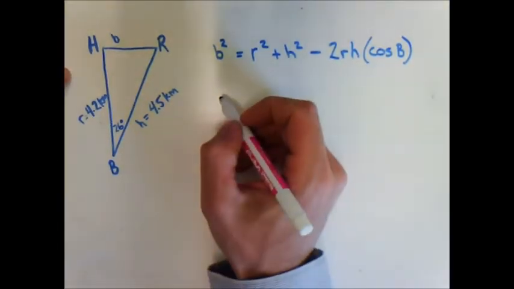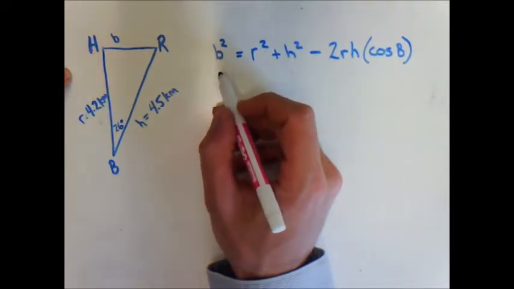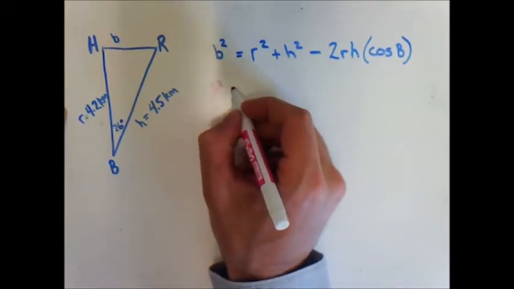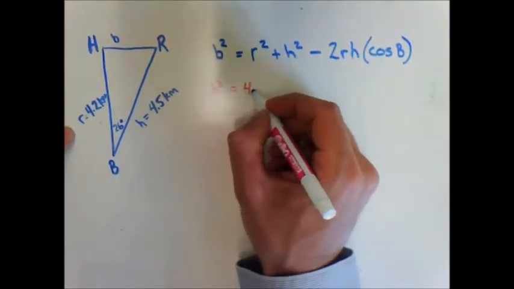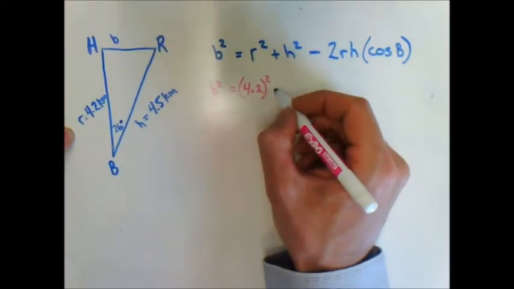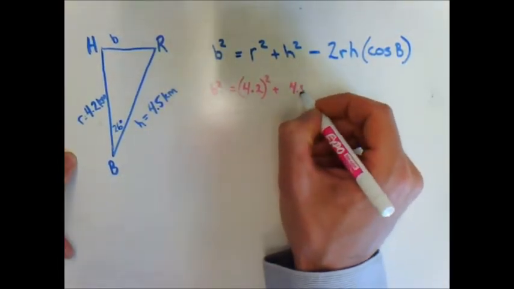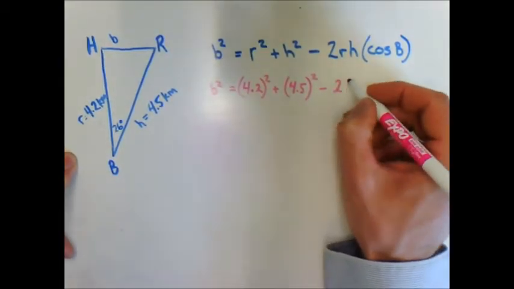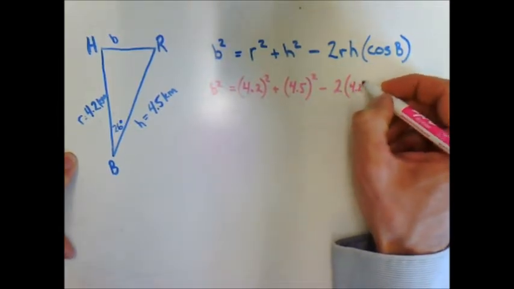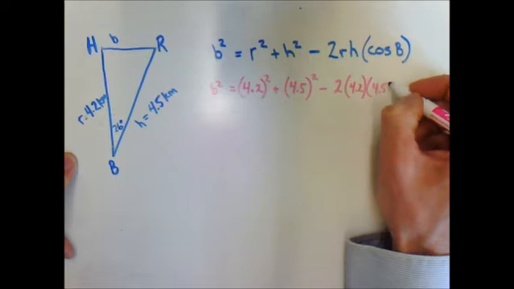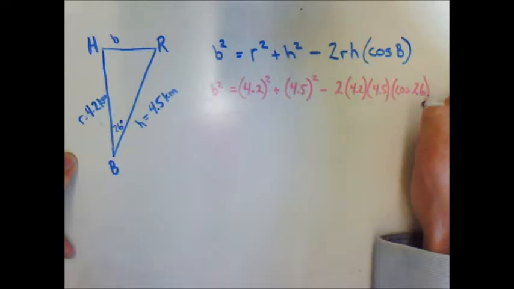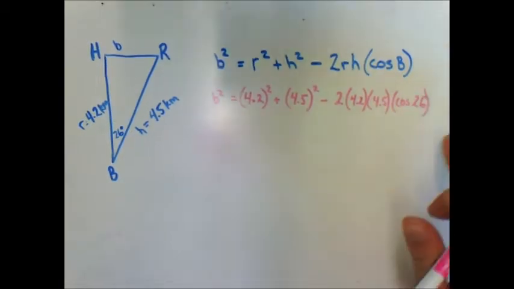Okay, so let's fill in the information that we know. We're finding B squared. At the end, we're going to square root it to find the length of B, but we can fill in what we know. So B squared is equal to R squared. Well, R is 4.2, and we're going to square that. H is 4.5. We need to square that. And then minus 2 times R, which is 4.2, times H, which is 4.5, times the cosine of B. B is 26, so we're looking at the cosine of 26 degrees. Please get that down.